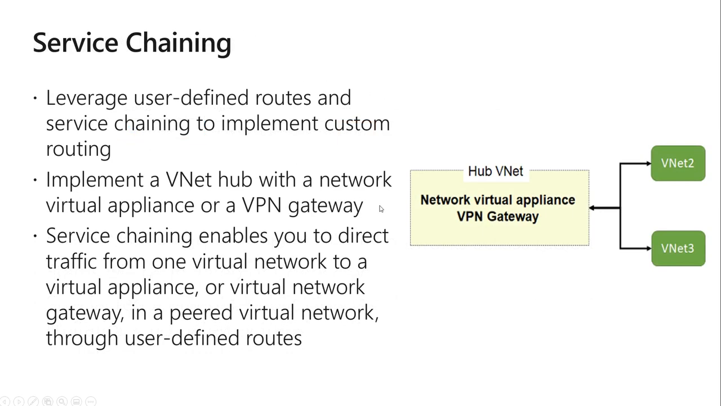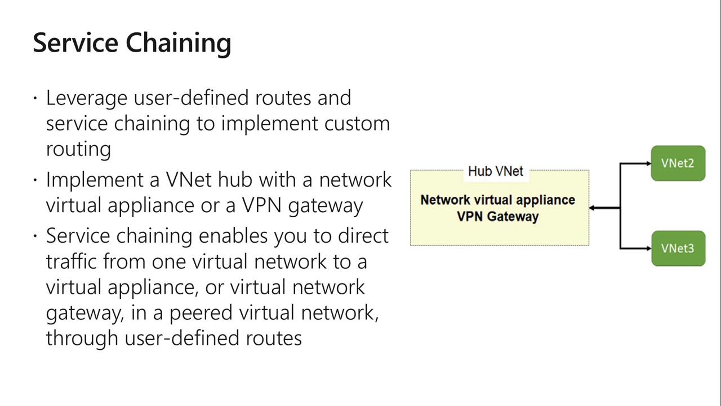Okay, and the service chaining. So virtual network pairing is non-transitive. This means that if you establish your virtual network pairing between VNet 1 and VNet 2 and between VNet 2 and VNet 3, the VNet pairing capabilities do not apply between VNet 1 and VNet 3. However, you can leverage user-defined routes and service chaining to implement custom routing that will provide this transitivity. This allows you to implement a multi-level hub and spoke architecture and overcome the limit on the number of virtual network pairings per virtual network.